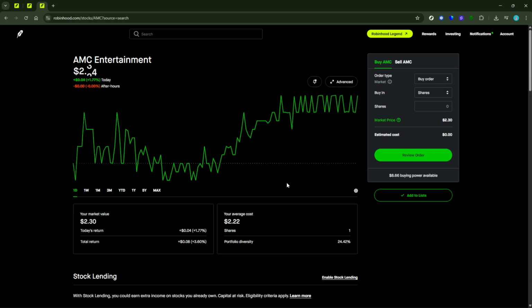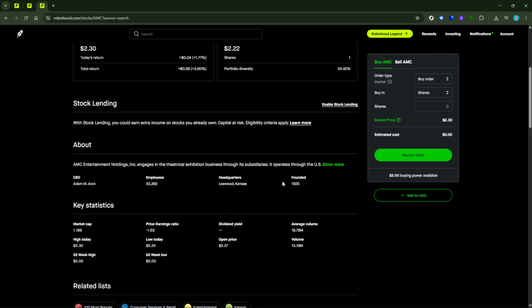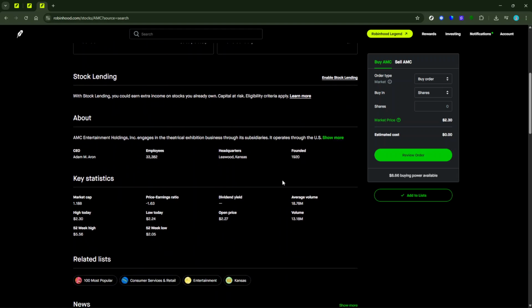Below the main chart, you'll notice a section dedicated to trading volume. Higher volume often means more active trading, which can signal increased market interest or news affecting that stock.